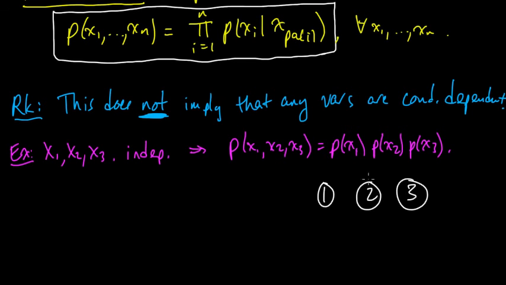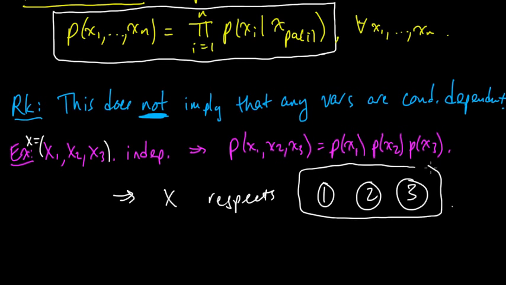The same goes for 2 and 3, we don't need to put any parents for 2 or 3. So if this graph was G, and we call X this vector x1, x2, and x3, then X respects this graph. This is G.